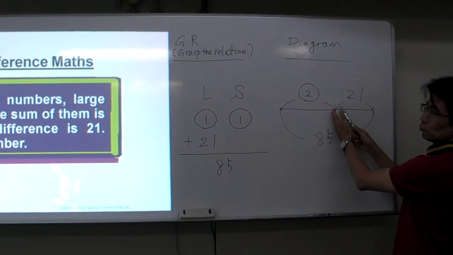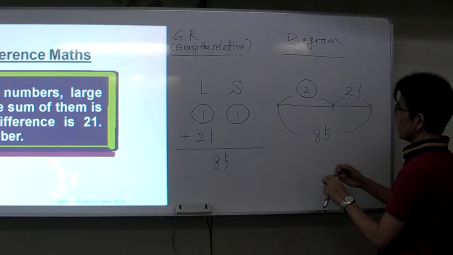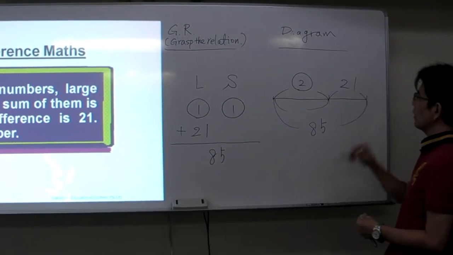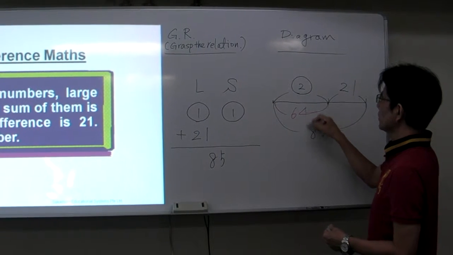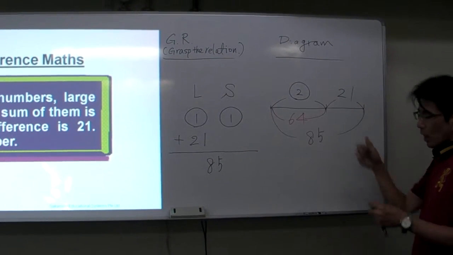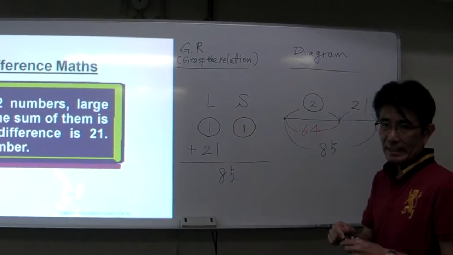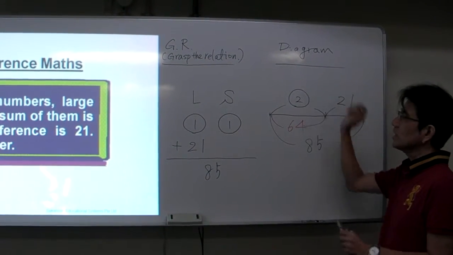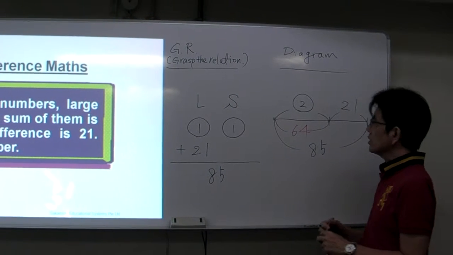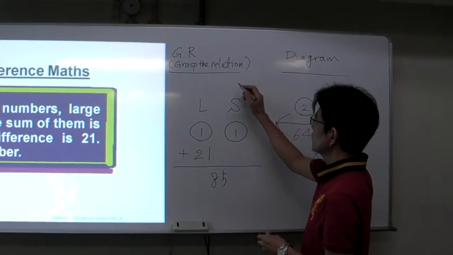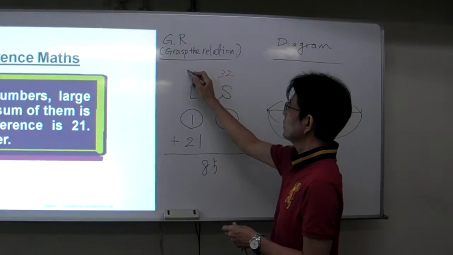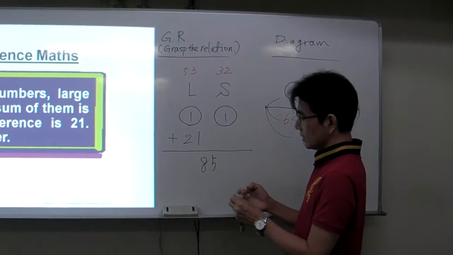This part is equal to 21 only. That's why this remaining portion will be 85 minus 21, 64. It's equal to 1 and 1, 2 circles, 2 units. That's why the value of 1 circle is just half of 64, which is 32. 1 circle means the small number. So the small number is 32. The large number is plus 21, 53, altogether 85.